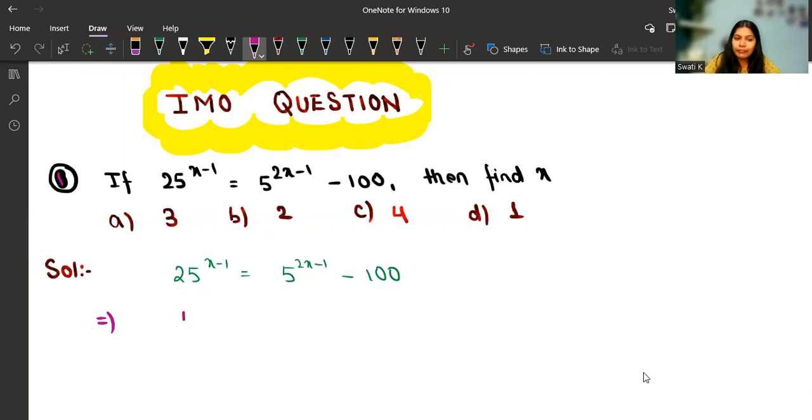I can write 25 as 5 square. I have written that, and then of course x minus 1 as it is. This 5 raised to 2x minus 1, I'm writing as it is. And then minus 100 also as it is.